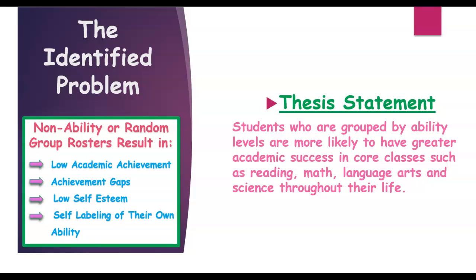Teachers place heavy emphasis on reading and math instruction daily. Even with the heavy emphasis and all the time and dedication put into teaching children, it is not always enough. Students need explicit and differentiated instruction, which does not always come easy for both the teacher and the student. My thesis statement for this project is students who are grouped by ability levels are more likely to have greater academic success in core classes such as reading, math, language arts, and science throughout their life.